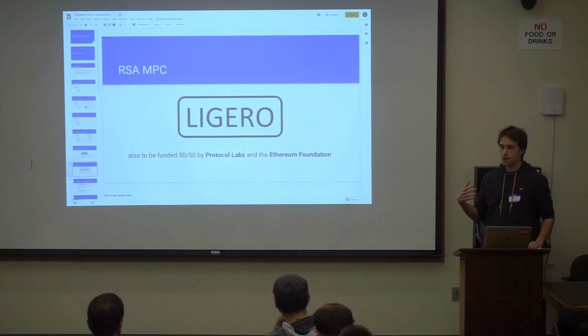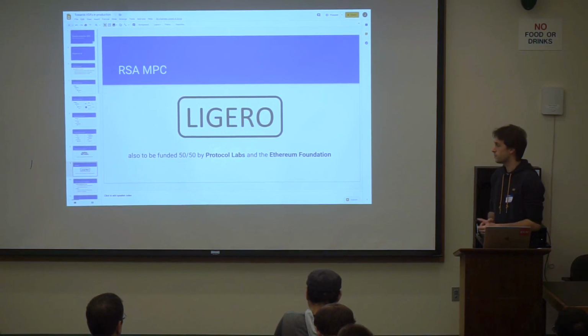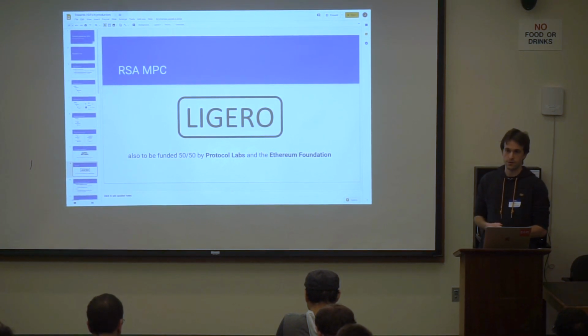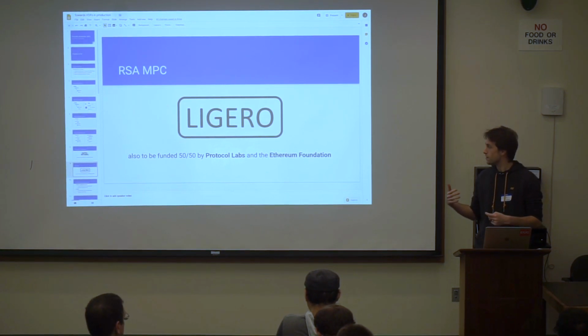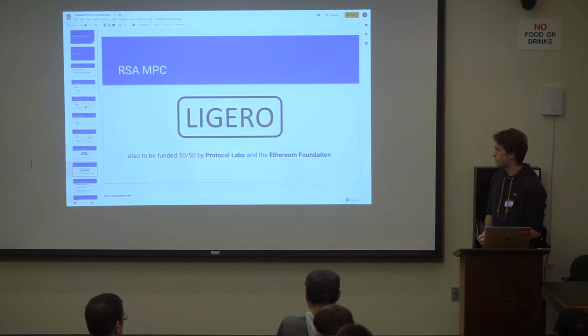Another big effort is the RSA MPC. So we're looking to go down the route of RSA groups, and for that we need an RSA MPC. And we want it to be scalable to hundreds of participants. So today we have the Ligero team that will be presenting, and we hope to also fund them to design an MPC that can be used to generate a 2000-bit RSA modulus. And one of the nice things is that the modulus can be used for accumulators as well. So this is a very nice piece of public good.